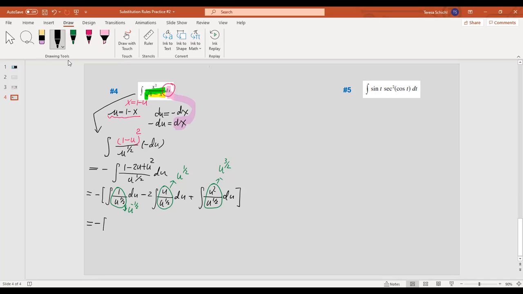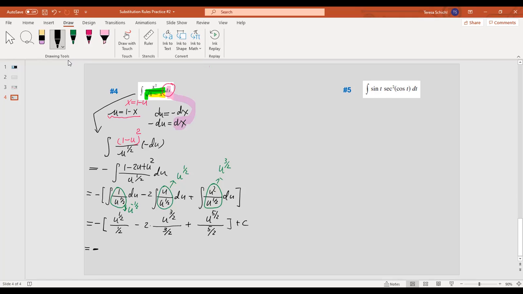Okay, so now u to the negative 1/2. Negative 1/2 plus 1 is 1/2. So this is u to the 1/2, minus 2 times u to the 1/2 plus 1, so it's 3/2. And this is u to the what? 3/2. Then plus, 3/2 plus 1, so it's what? It's 5/2. This is u to the 5/2. Right? The whole thing plus c here. Okay, now let's try to simplify that. So this is negative.